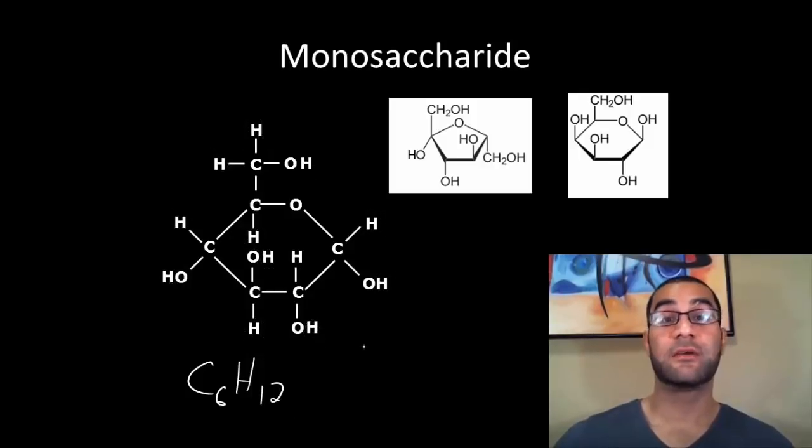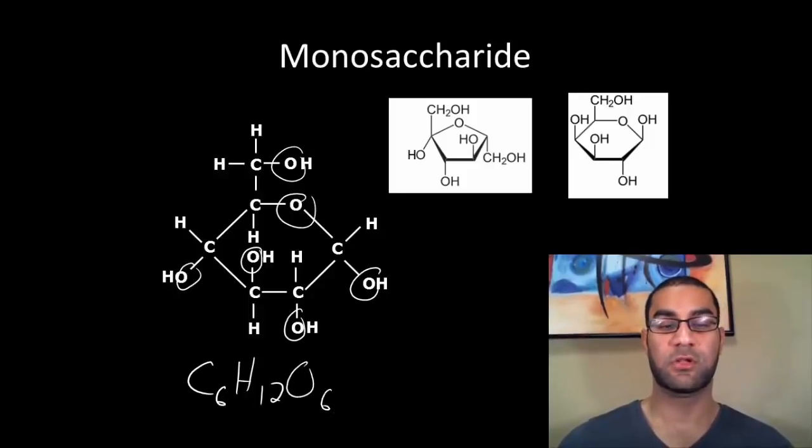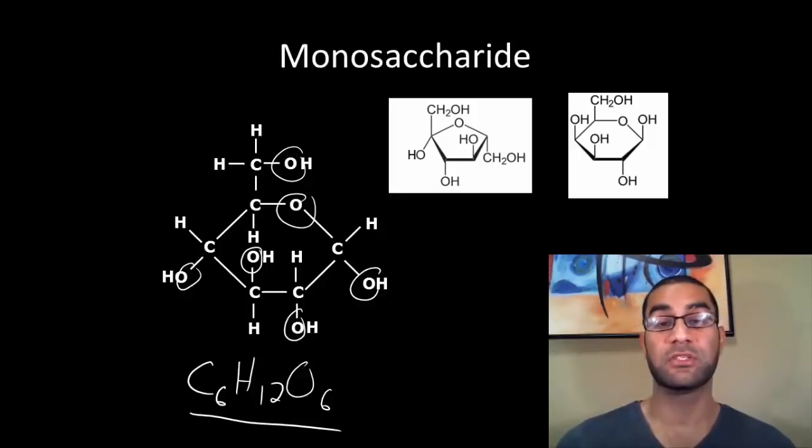And finally, let's count up the number of O's, the oxygens. We have 1, 2, 3, 4, 5 here in the ring, and 6. So we have 6 oxygen atoms. So the chemical formula for glucose, and one that you absolutely need to make sure you remember for the entire year, is C6H12O6. And if you look at fructose and galactose, they have the same chemical composition of carbons, hydrogens, and oxygens.